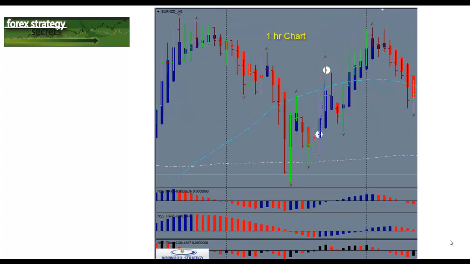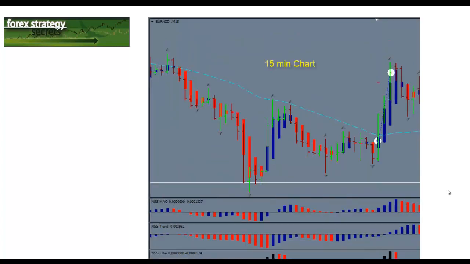On the 1 hour, you can see that it was a fresh cross and it was on the correct side of the 4-hour moving average, but not its own. And that's okay as long as you have that 4-hour confirmation and the fresh cross on the filter. The 15-minute had a fresh cross and a fresh color change, and it was testing the moving average and did finally break it.